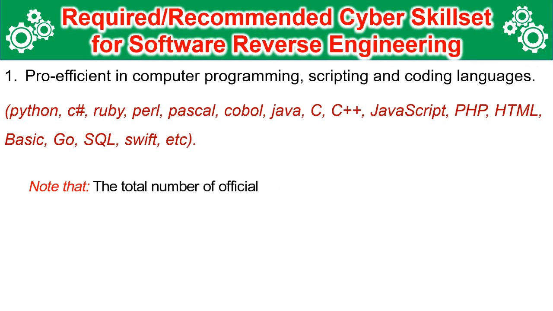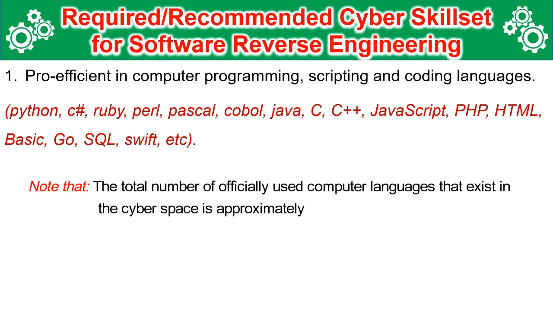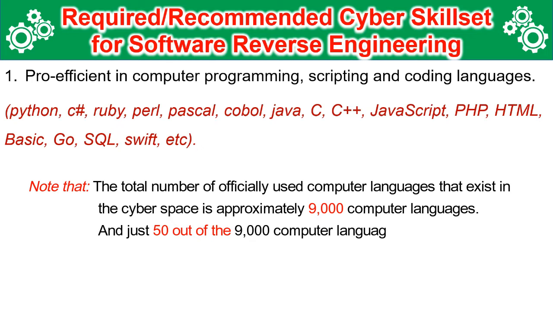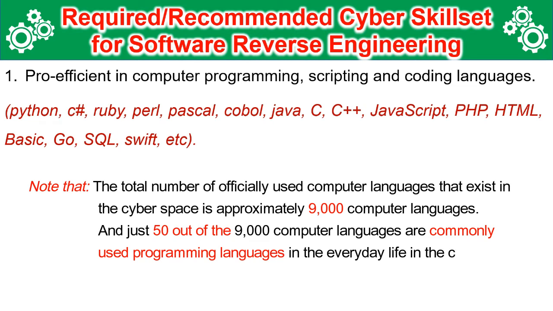Note that the total number of officially used programming languages that exist in cyberspace is approximately 9,000, and just 50 out of the 9,000 programming languages are the commonly used and most popular programming languages in cyberspace. For this reason, no one is expected to be proficient in all 9,000 computer programming languages or even all 50 commonly used ones, as there is no record of any human being able to speak all the world languages or 50 recognized international languages.